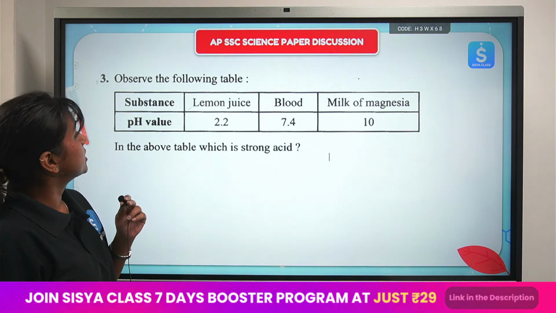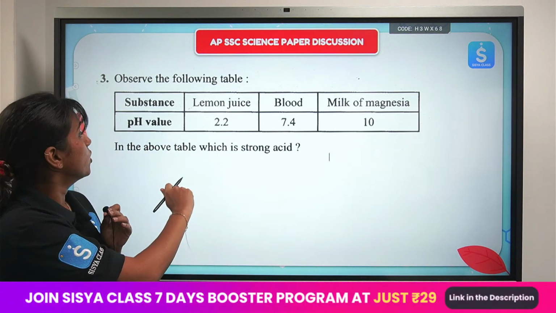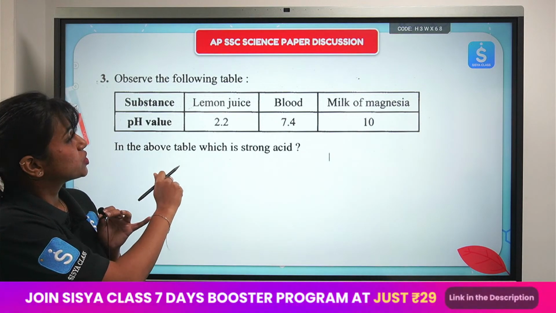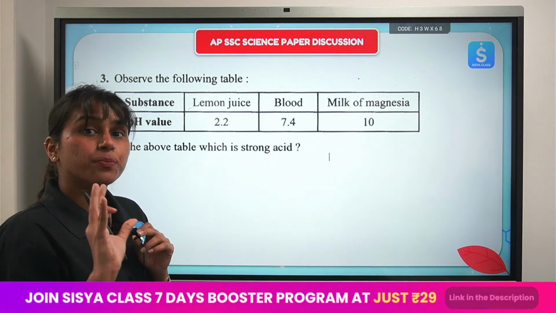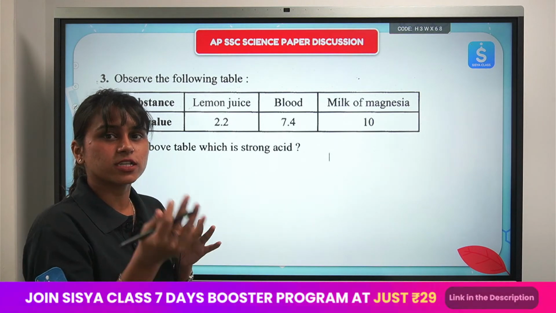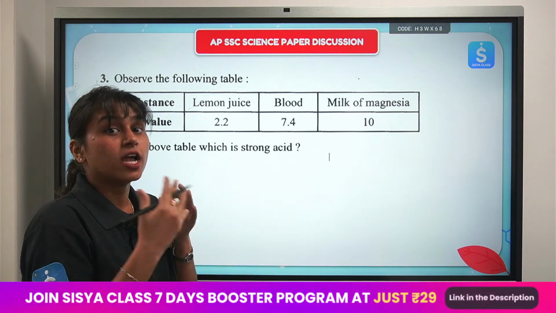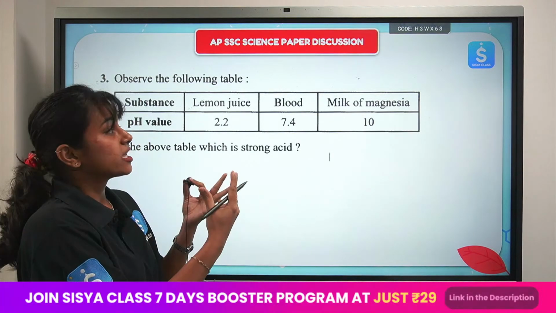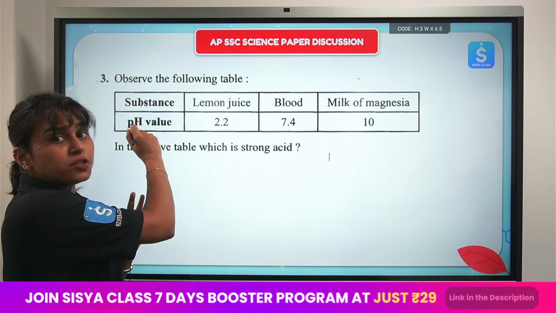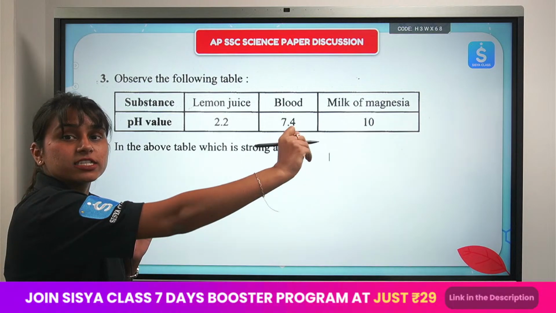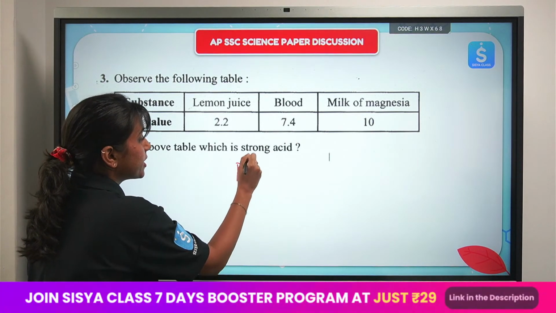Okay, so the third question is, observe the following table. They have given substances and the pH value. Based on the pH value in the table, which is the strong acid? First let's understand what the pH value is. We all know pH means power of hydrogen. We just discussed that hydrogen ions are the characteristic of acidic nature. Now this power of hydrogen gives the acidity or basicity. Then there is the pH scale that we have. So what is the pH scale?